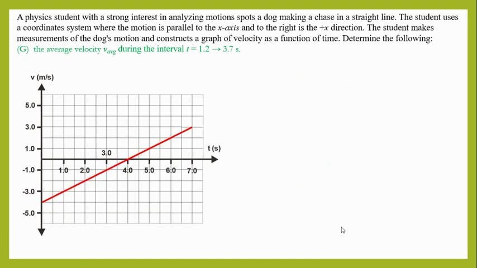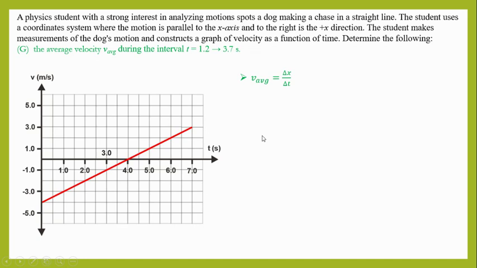All right, let's do part G. Part G, this one, a little harder to do. It asks us to find the average velocity between 1.2 seconds to 3.7. So you notice here the times aren't exactly nice. It doesn't intersect the graph nicely. Okay, so let's do it.